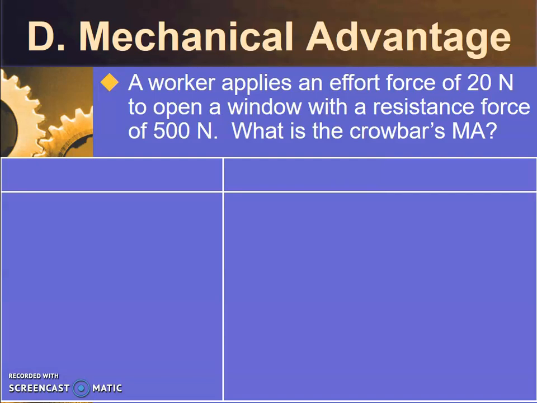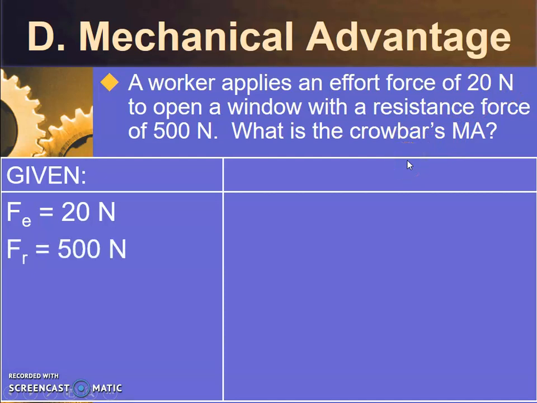Now let's do a couple of example problems. A worker applies an effort force of 20 newtons to open a window with a resistance force of 500 newtons. What is the crowbar's mechanical advantage? Okay, so like we always do, let's analyze what we've been given. We have an effort force of 20 newtons. So the worker applies 20 newtons of force to the crowbar to try to open a window. The window pushes 500 newtons of force on the crowbar. So the crowbar has to push that window with 500 newtons of force.